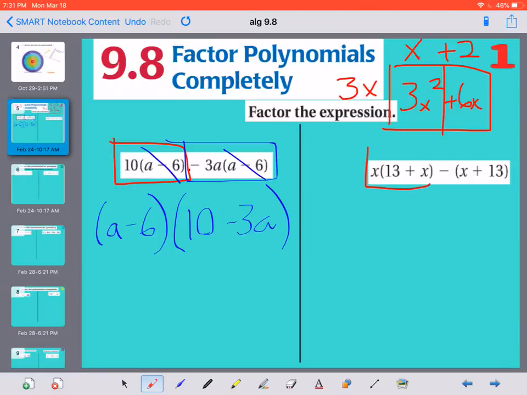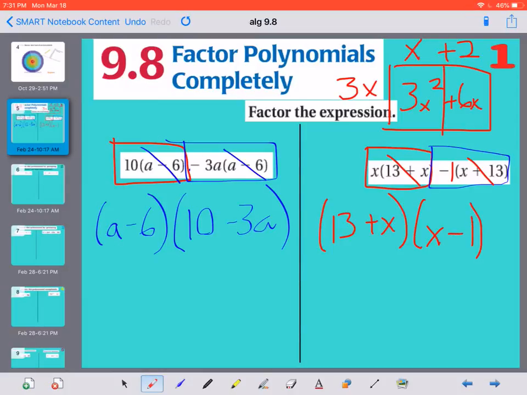Here, if I make these two into groups, what I see is now they're in a different order, but I can still see that we have 13 plus x in both of them. And what I'm left with then is x. Now this one is just a minus sign, but I know that I can put a 1 there, so it's x minus 1.